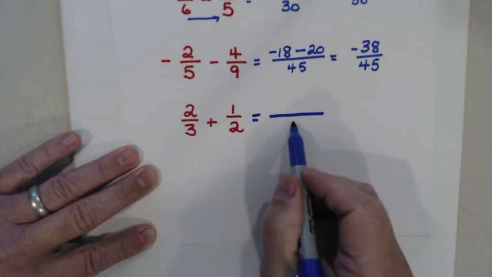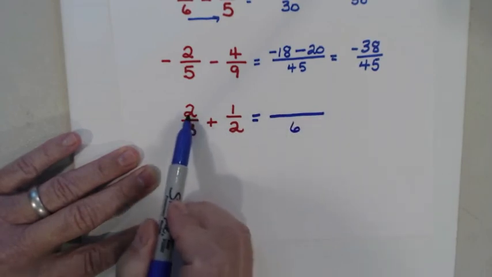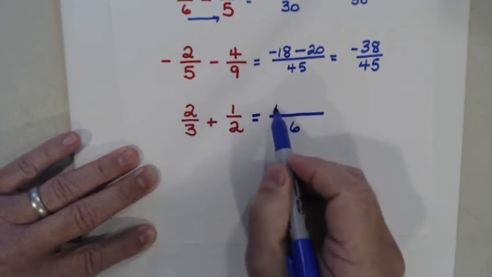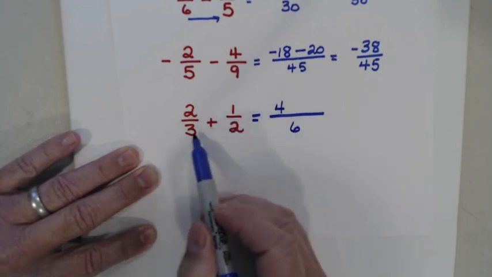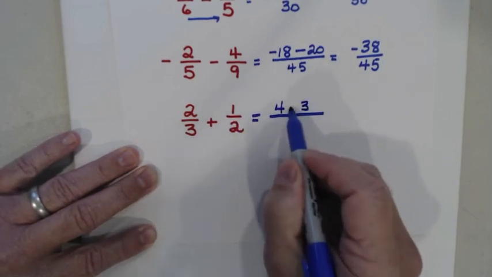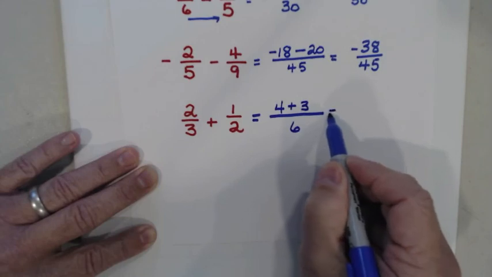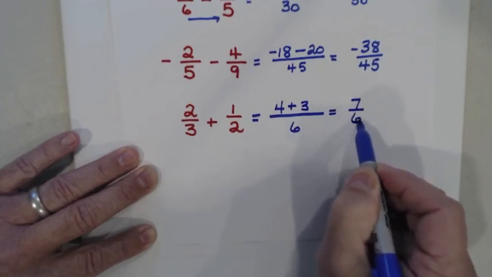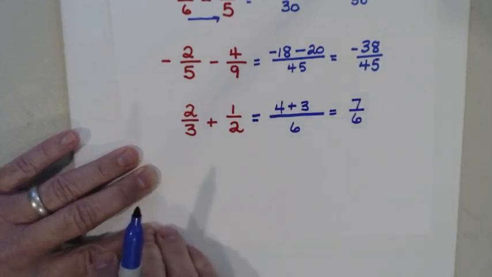3 times 2 is 6. Multiply these two numbers together, 4. Multiply these two numbers together, 3. 4 plus 3 is 7 sixths. And it's fine if it is an improper fraction.